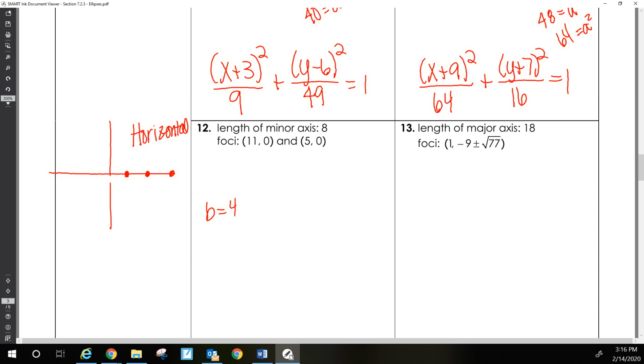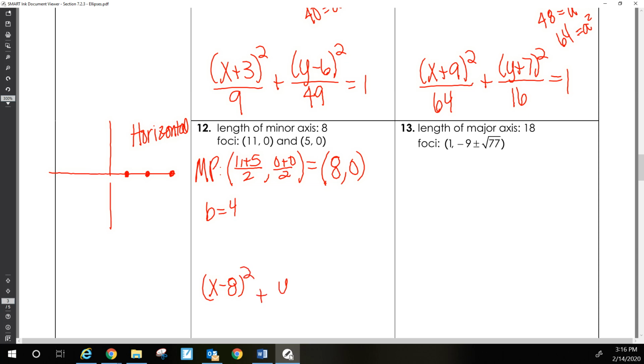First, we need to go find that center though. So let's find the midpoint between 11, 0 and 5, 0. So 11 plus 5 divided by 2, 0 plus 0 divided by 2. 11 plus 5 is 16, divided by 2 is 8. 0 plus 0 divided by 2 is still 0. And so I've got x minus 8 squared plus y squared is equal to 1. We know it's horizontal, so my b value, when I square it, is going to go under my y's. B squared is 16.